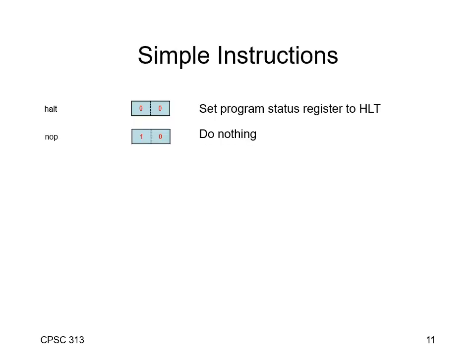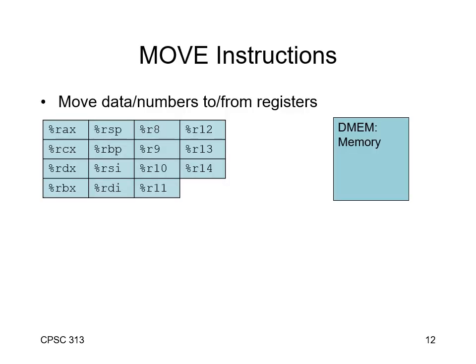Let's start with the really simple ones. So 00, i.e. opcode 0 and no function, is a halt. And what that does is exactly what you think: it stops the processor. A similarly simple instruction is the no op, which has opcode 1 and function 0. Let's start with the simplest move instruction, which is moving data between 2 registers.